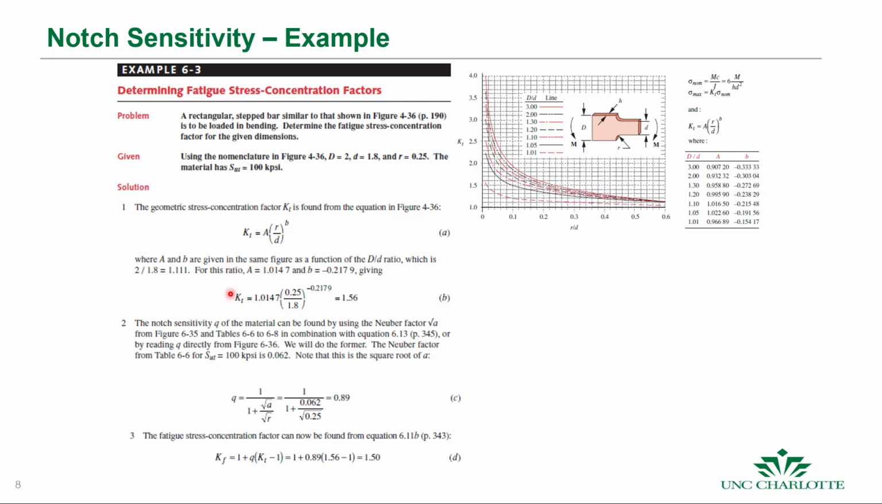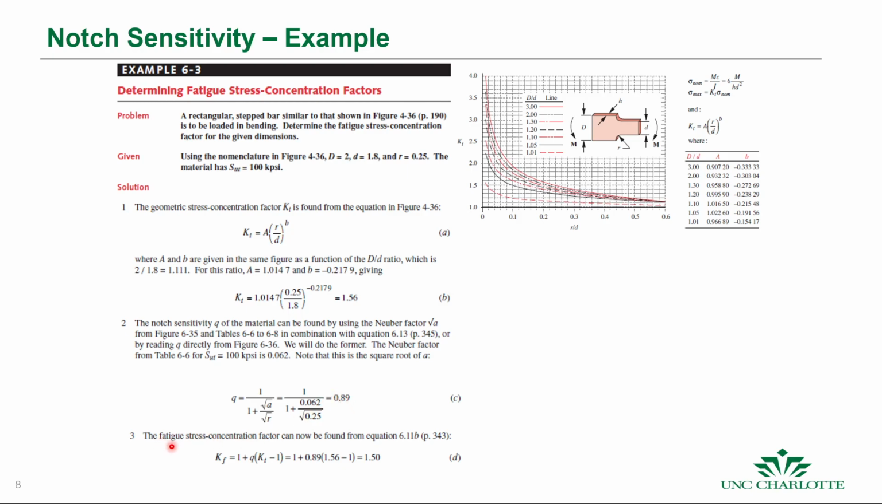So now what we want to do is find out the notch sensitivity of this material so that we can modify the stress concentration factor to find the stress that we should use when doing the fatigue analysis. Okay, so what we can do is just calculate the notch sensitivity here by using the tables to plug in our Neuber constant. We put in the square root of the radius of that notch here, and when we do that, we get 0.89.